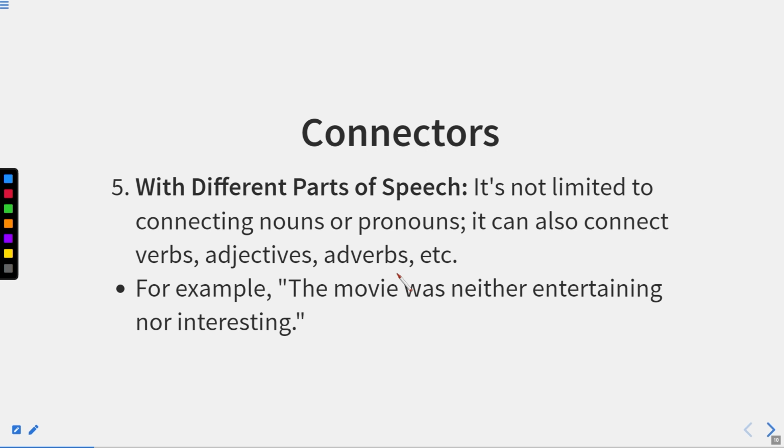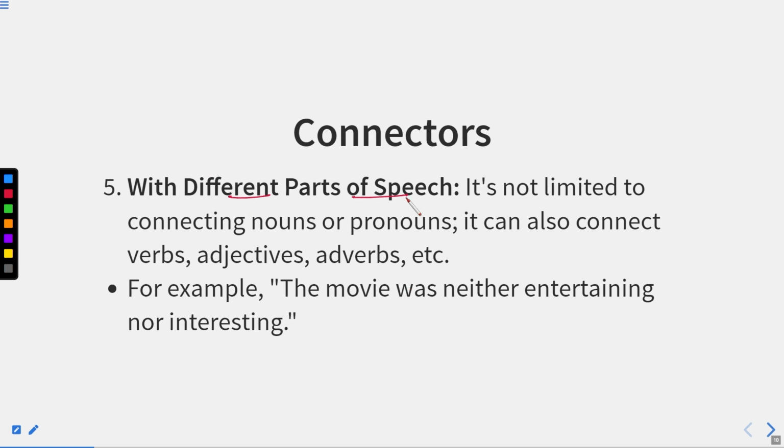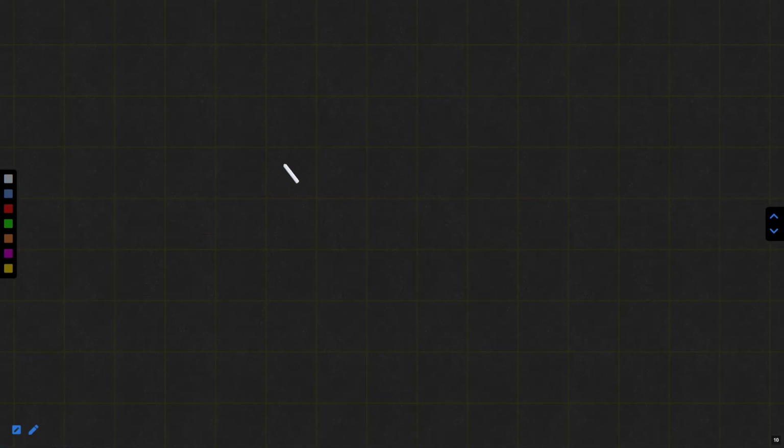Now, with different parts of speech, it is not limited to connecting nouns or pronouns. It can also connect verbs, adjectives, adverbs, etc. As I told you in the beginning, it does not matter that after neither we can only have nouns. We can have pronouns, verbs, adjectives, and so on. Now, let us see some examples.